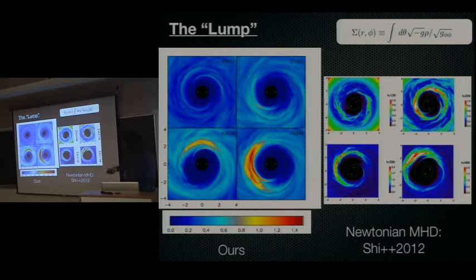But so we see this lump form. It forms over time. It grows slowly. Actually, it took longer in our simulation to form these lumps than it did in CITA. We're not sure why, but they see a similar lump structure.